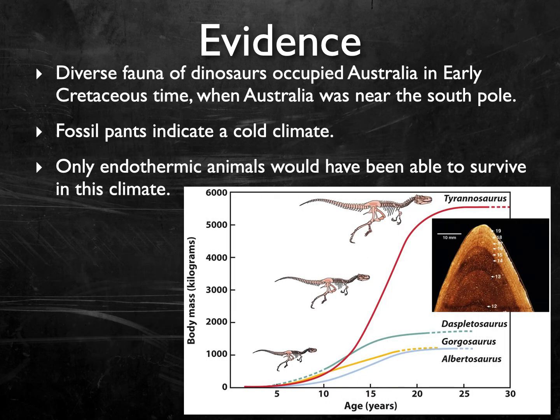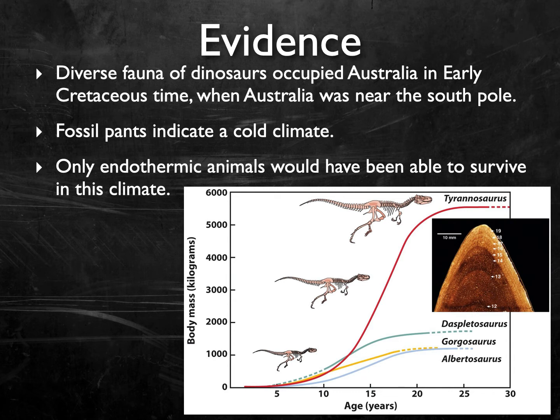The final bit of evidence I'll throw at you is that when we look at the diversity of dinosaurs, especially down near the South Pole, which is where Australia was during the Cretaceous, which is sort of the end times of the dinosaurs, there was just a huge diversity down there. And it was definitely a cold climate because it was near the South Pole, and the plants and the glacial deposits tell us that. Only an endothermic animal would have been able to survive in that climate, with that type of diversity. So these things had to have had an endothermic nature. They had to have been warm-blooded.